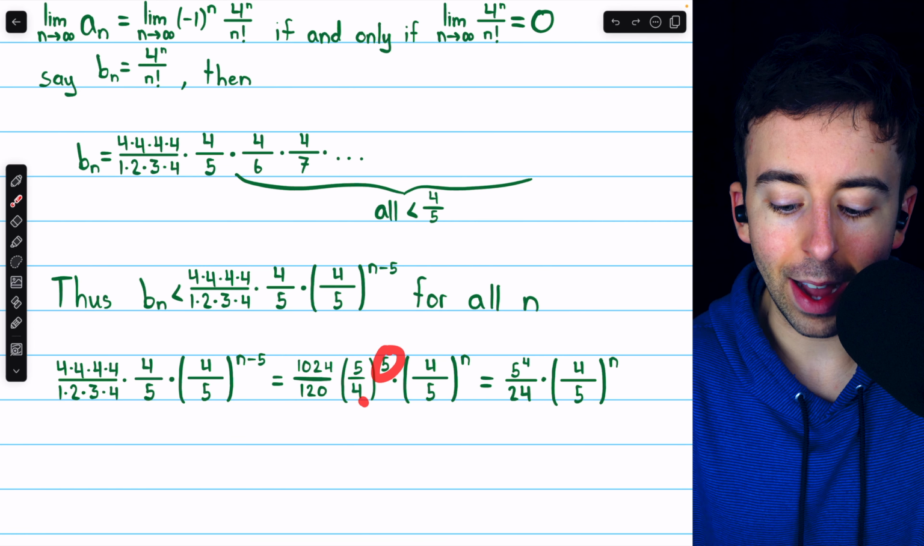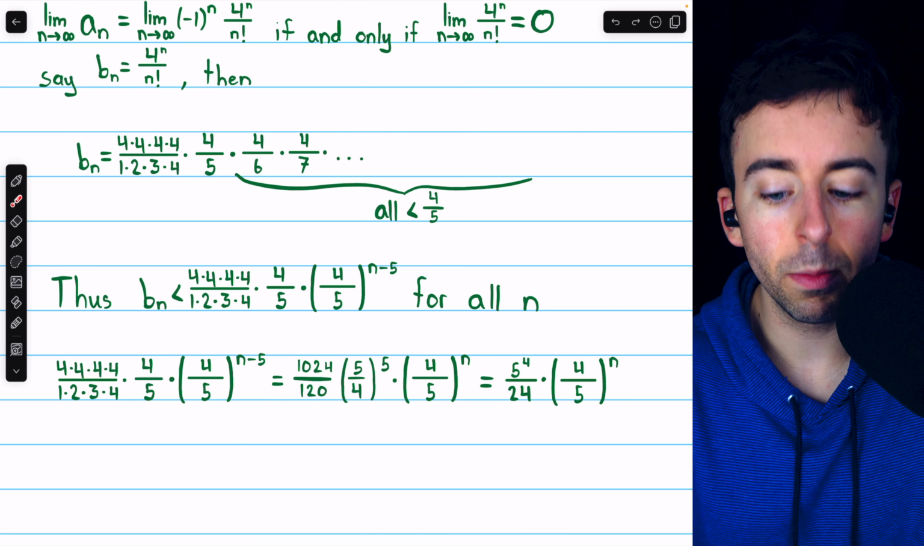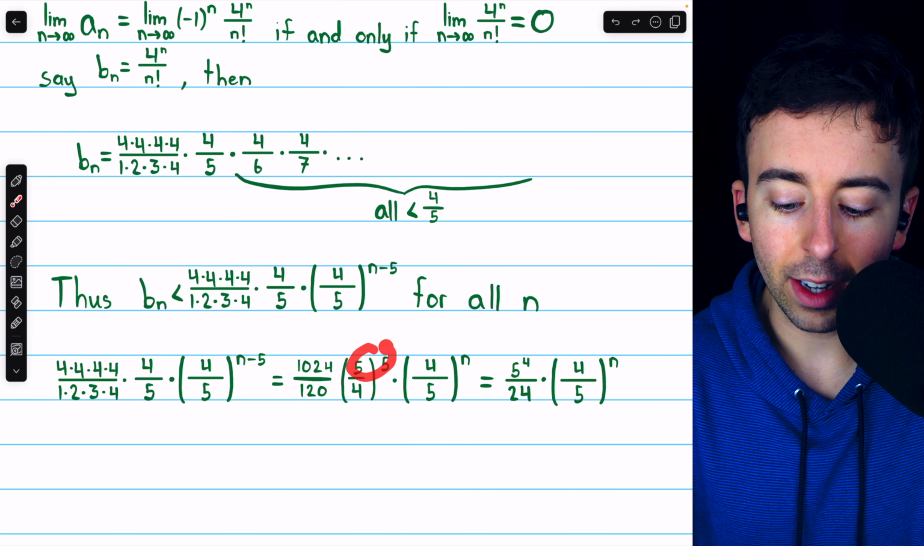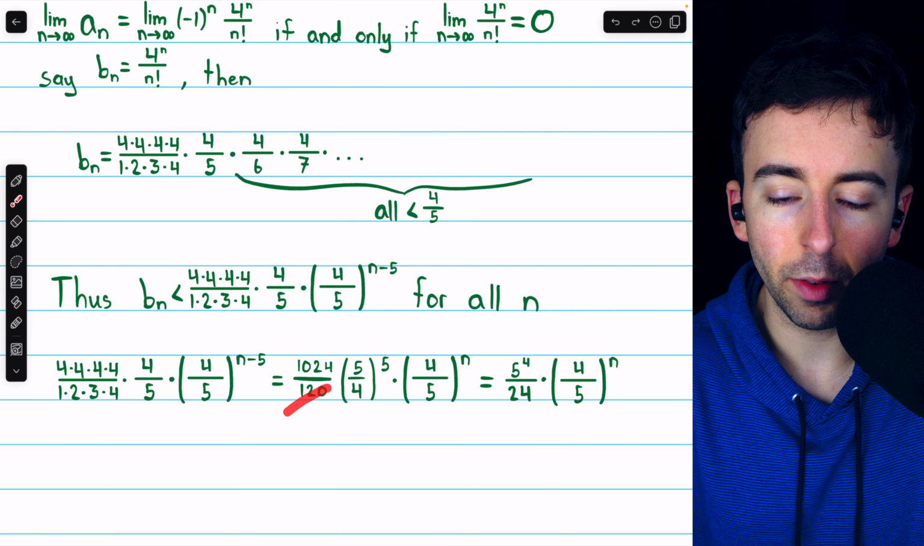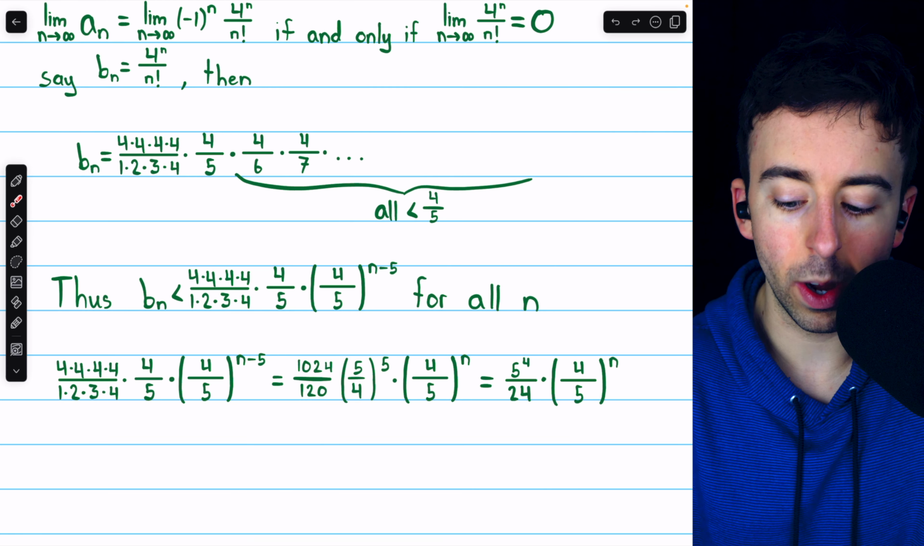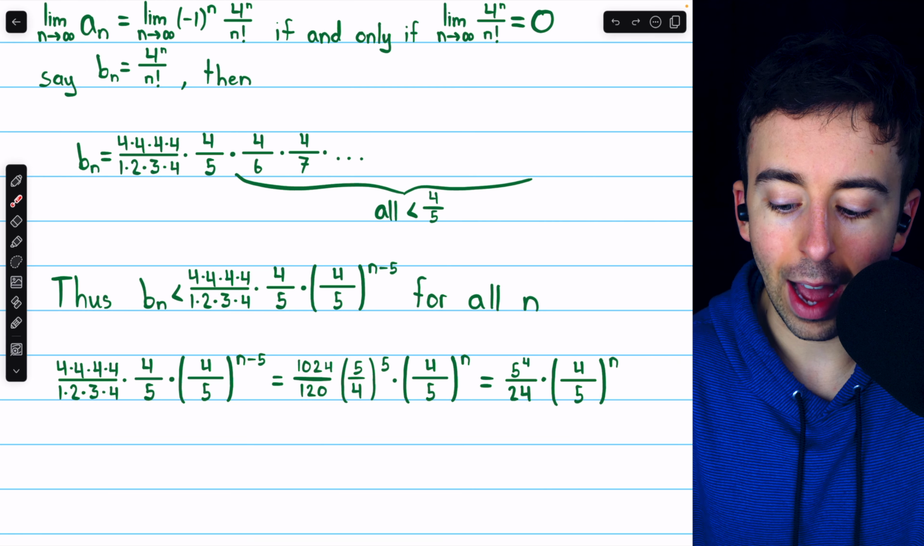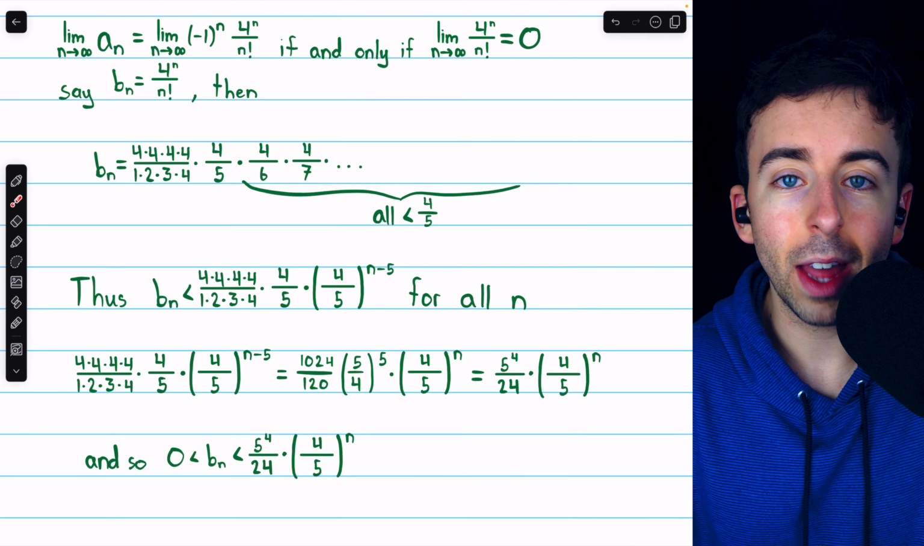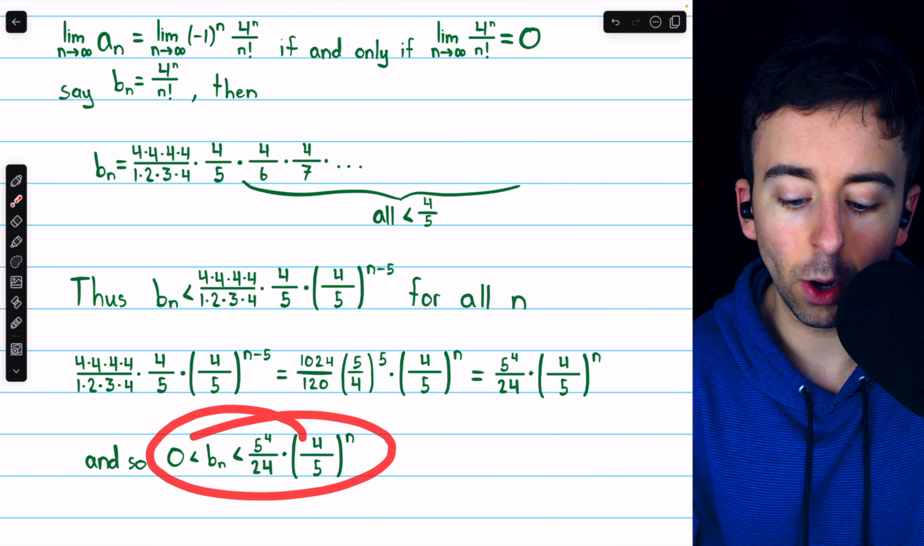Now, these 5 factors of 4 in the denominator completely cancel out with the 1024. And then one factor of 5 can cancel out with a factor of 5 from the 120, leaving us with 5 to the power of 4 divided by 24 times 4/5 to the n. So after that simplification, we've got this inequality.